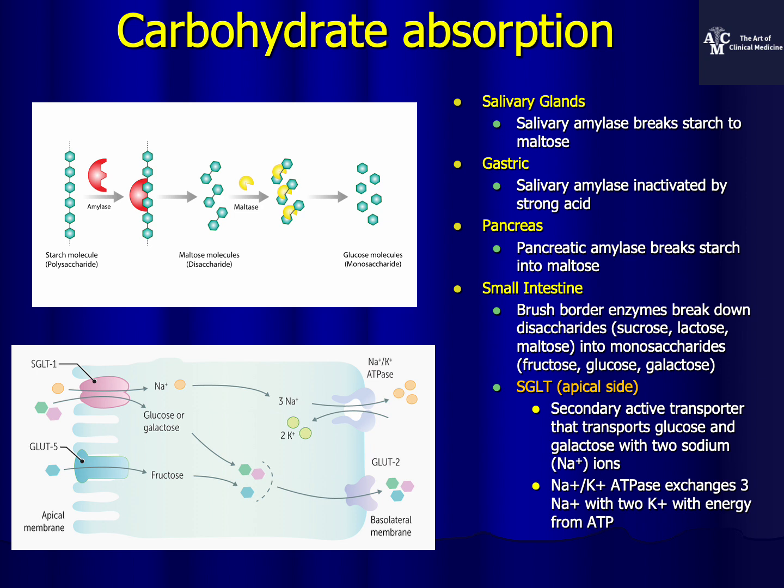So now the second picture is showing one of the intestinal villi cells. On the apical side, SGLT1 is a secondary active transporter that can transport glucose and galactose with two sodium cations into the cytoplasm. In the cytoplasm, this galactose and glucose is then released, and the 3 sodium are now exchanged for 2 potassium via sodium-potassium ATPase with the energy from ATP.